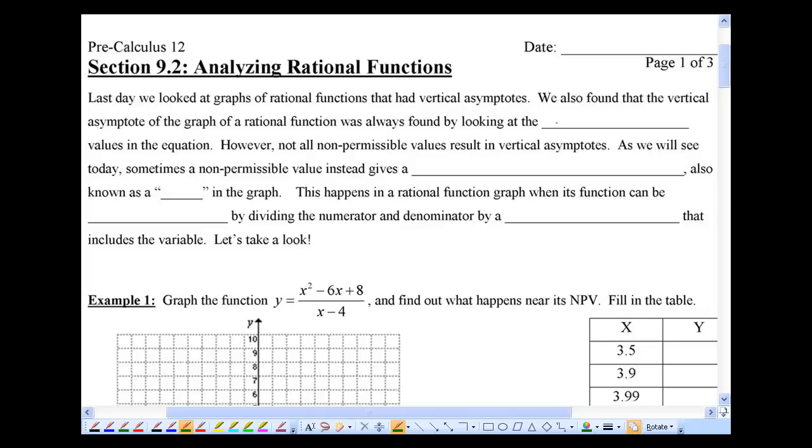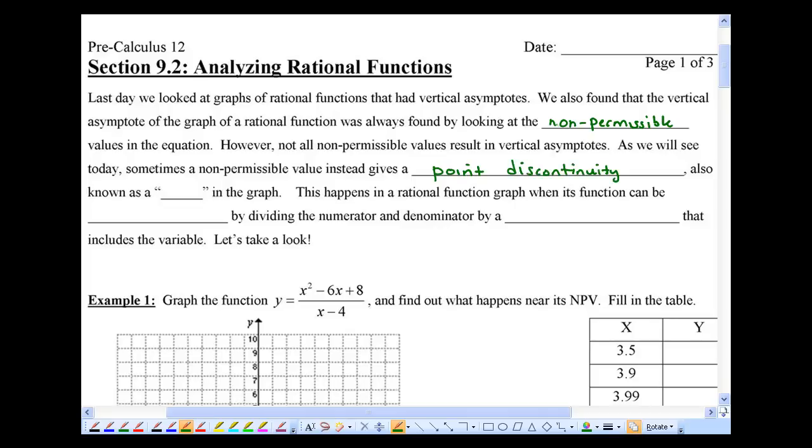Well, if you remember, it was looking at the non-permissible values from the equation, right? The denominator set equal to 0. However, not all non-permissible values result in actual vertical asymptotes. As you'll see today, sometimes a non-permissible value instead gives what we call a point discontinuity.